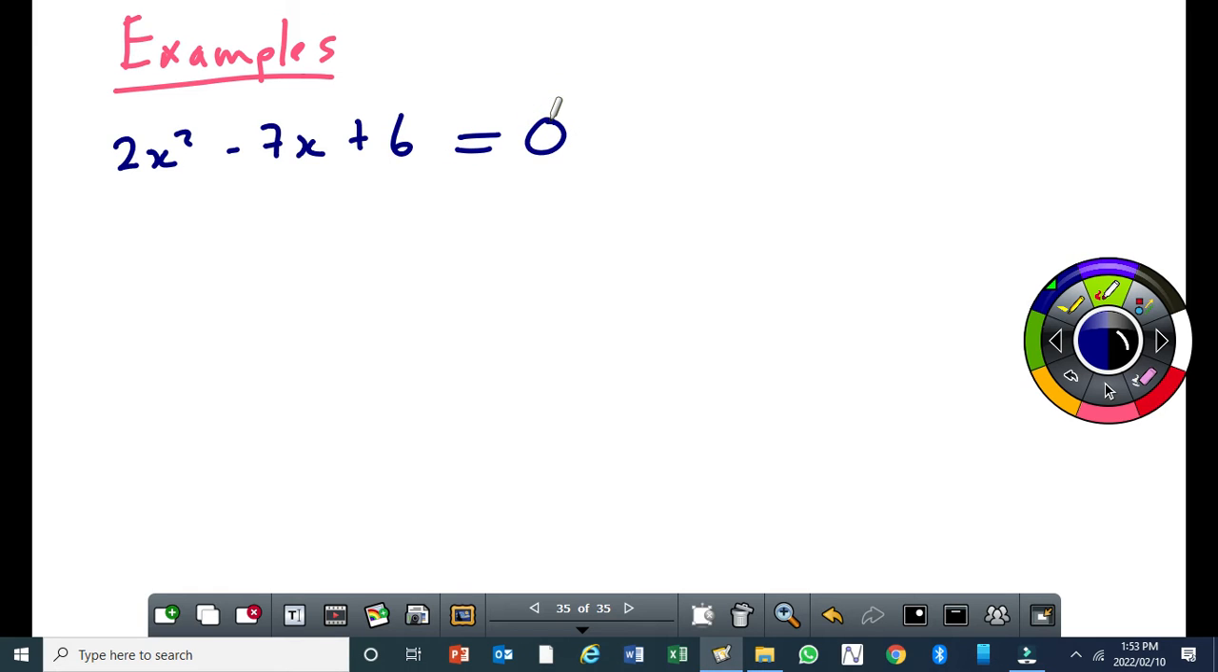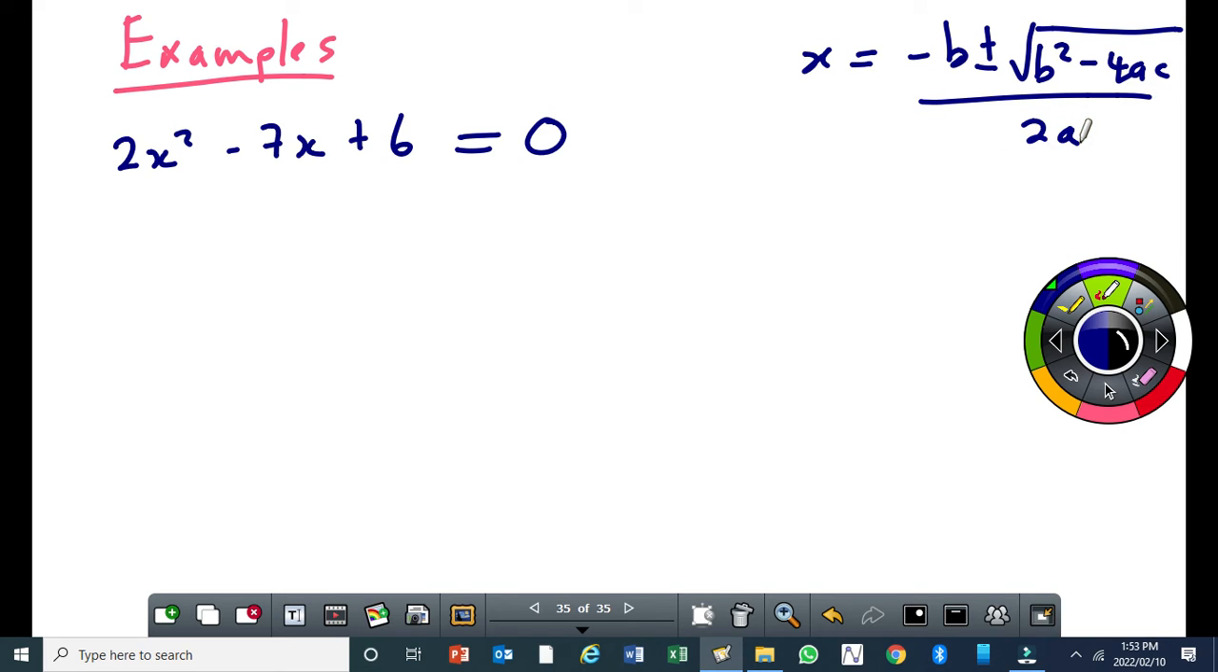I'm sure you have seen now that the quadratic formula is x equal to minus b plus or minus the square root of b squared minus 4ac all over 2a. So you need to determine the constants a, b, and c from your quadratic equation. If the equation is not in standard form, then convert it to standard form. And the standard form is this. So our a is 2, b is minus 7, c is 6.